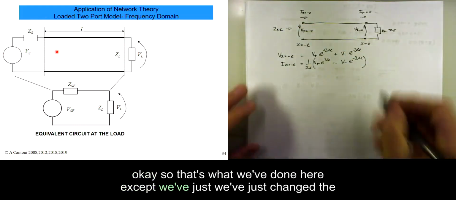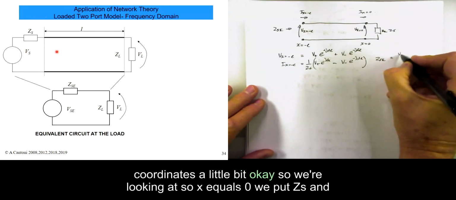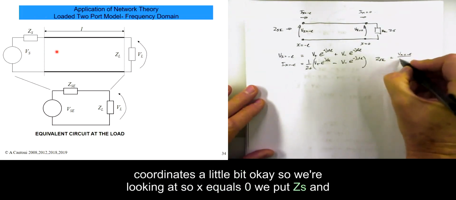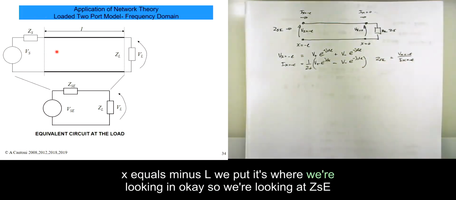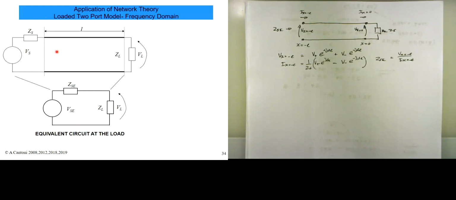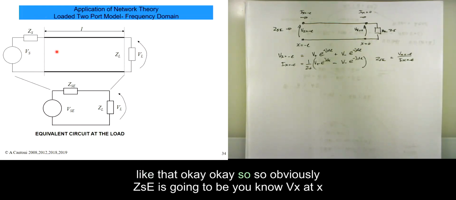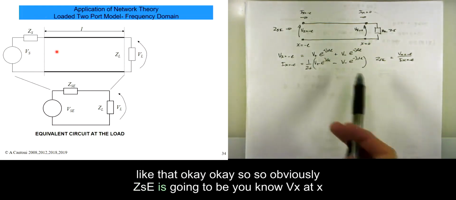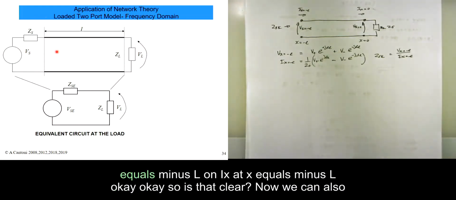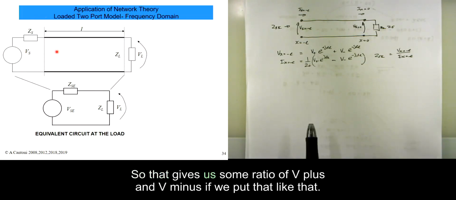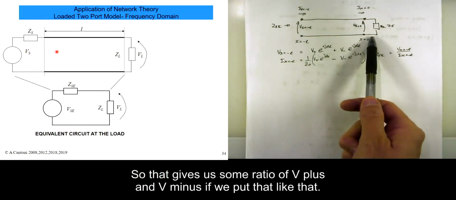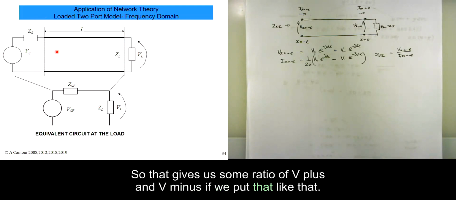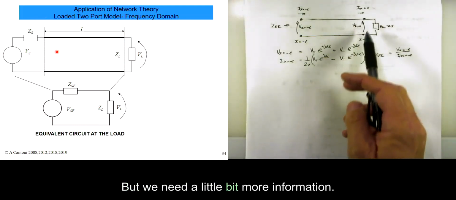So that's what we've done here, except we've just changed the coordinates a little bit. So at x equals 0, we put ZS, and x equals minus L is where we're looking in. So we're looking in ZSE like that. So obviously ZSE is going to be V of x at x equals minus L on I of x at x equals minus L. Is that clear? Now, that gives us some ratio of V plus and V minus, but we need a little bit more information.